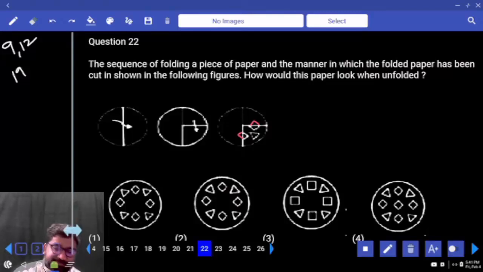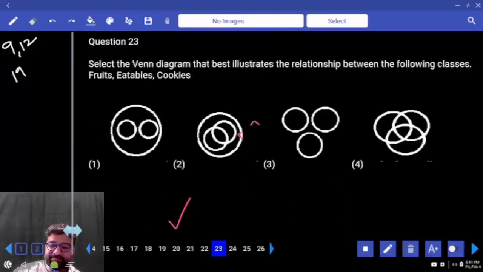Everyone? Absolutely right. Fruits, eatables and cookies. Both fruits and cookies are eatables. Okay? Everyone? And the answer should be the first option. Come on, first option.